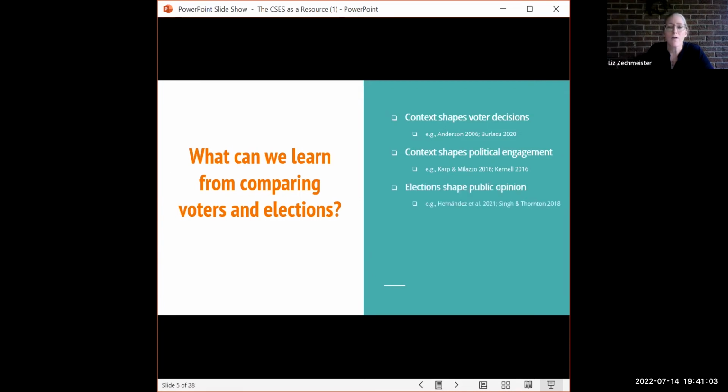We can also look at how elections shape public opinion. So we often think of elections as a way for the public to insert their opinion into politics, but we can use the CSES to understand how elections themselves shape public opinion. And in fact, I'm going to come back to this research in a few slides. We can learn about how representation shapes public opinion. So we can think, for example, of work by DeSonneville and McAllister, who show us how descriptive representation decreases the knowledge gap between genders.